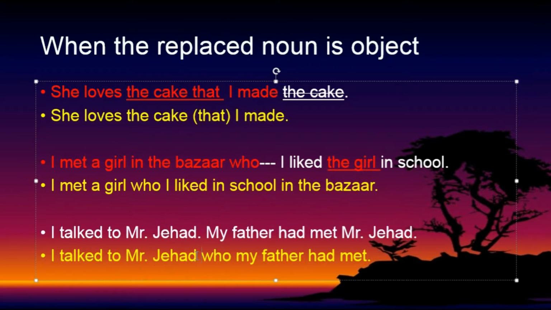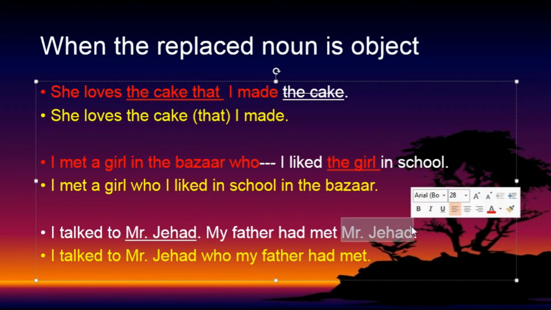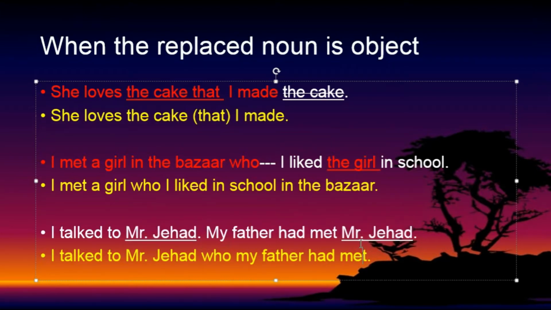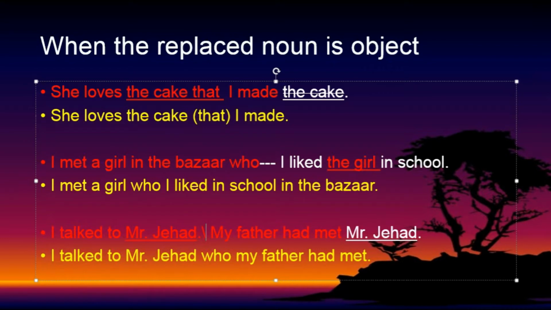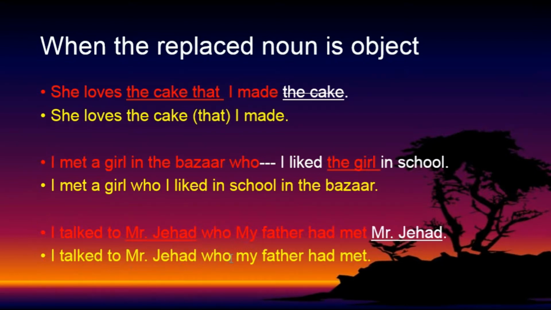Same thing goes, for example, I talked to Mr. Jihad. My father had met Mr. Jihad. So Mr. Jihad is pretty clear that is my repeated noun, and it is also pretty clear that Mr. Jihad is an object in my second sentence. So I rewrite this part, right? I rewrite this part, and I delete Mr. Jihad in the second sentence, and I put who here, right? Who. So I talked to Mr. Jihad, who my father had met. I can remove who, right?